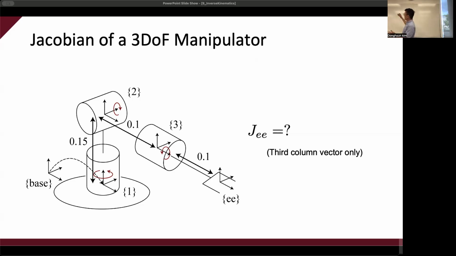So anytime I ask for the full Jacobian, the number of rows should be 6. The first 3 are angular, the last 3 are linear. And the columns are determined by the number of joints. So the end-effector Jacobian is going to be a 6 by 3 matrix. And I'm asking only for the last column.